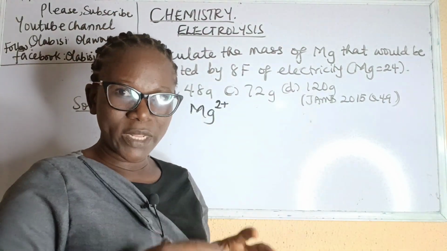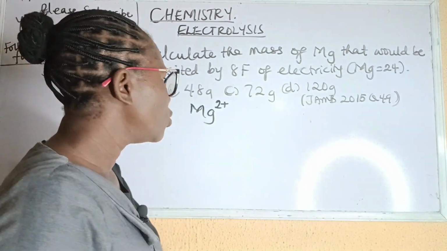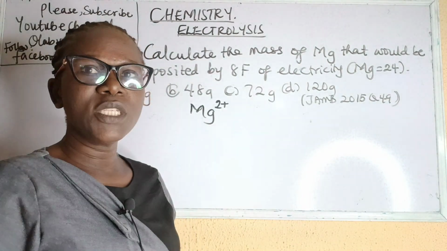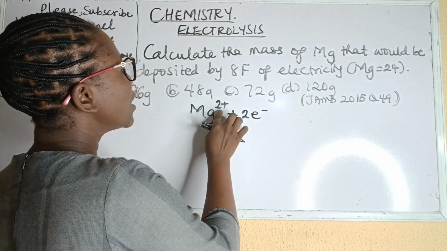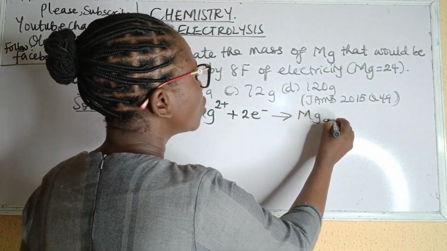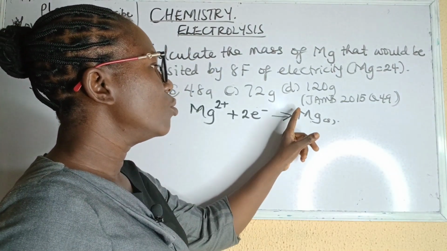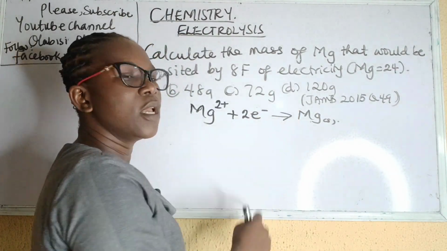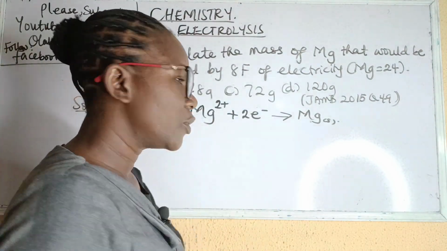Magnesium ion here, that is, when it's in solution, is in form of ions, goes to the negative cathode to pick up electron or gain electron, which is reduction. So magnesium picks up 2 electrons because it has 2 charges to become neutral. That's magnesium solid. Now we can see here that 2 electrons are required to liberate or produce 1 mole of magnesium. We use liberation for gases, sorry.